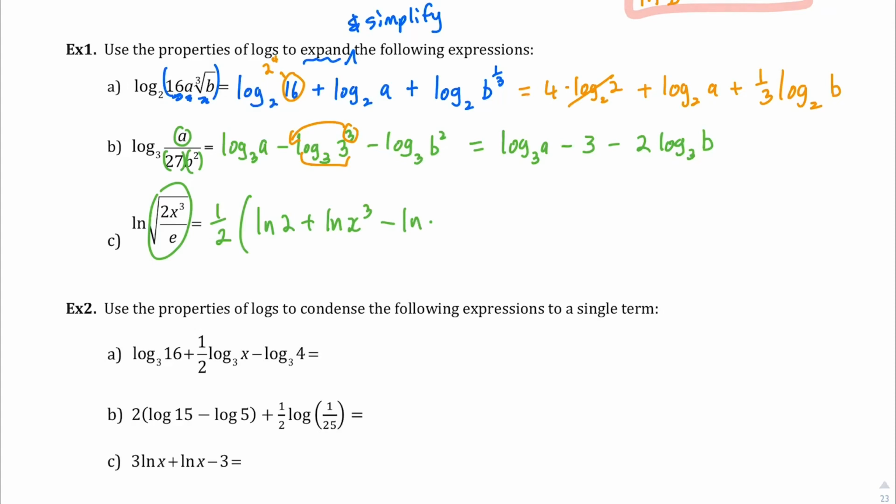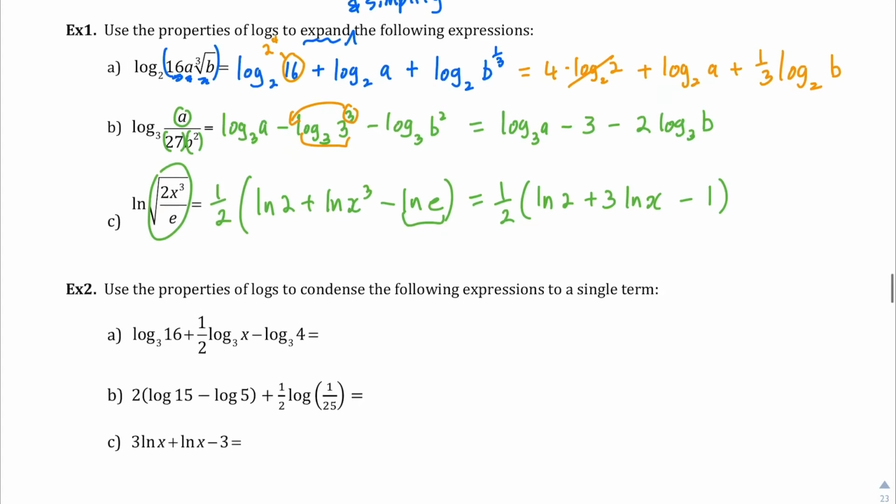minus ln of e. And then within the parentheses, there's a little bit of simplifying I can do. 1 over 2 times ln of 2 plus 3 ln x minus the numerical value 1, because ln of e has the numerical value 1.